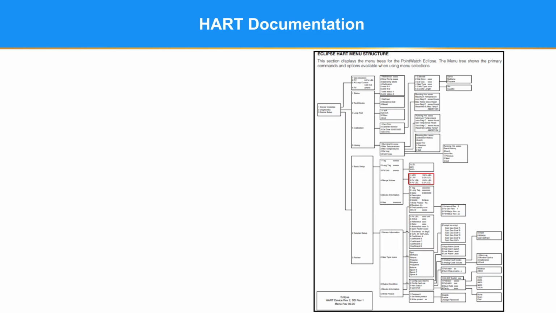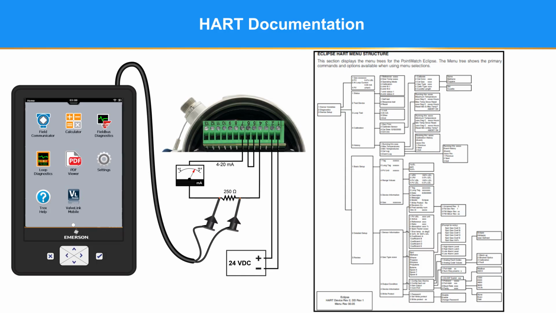Here are the range values. You back up and see range values in the Basic Setup menu. I go backward again and find the Basic Setup menu is under Device Setup on the opening screen, sometimes called the Root menu. So if I wanted to find the range values of this detector, I would start by connecting to the device by selecting Field Communicator.